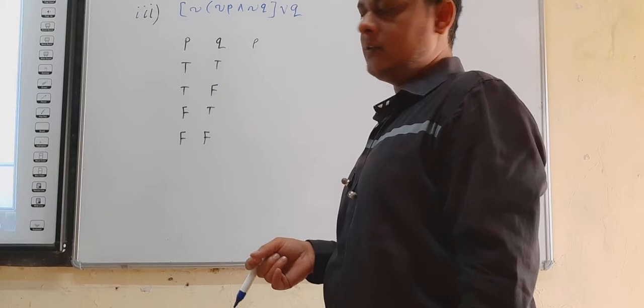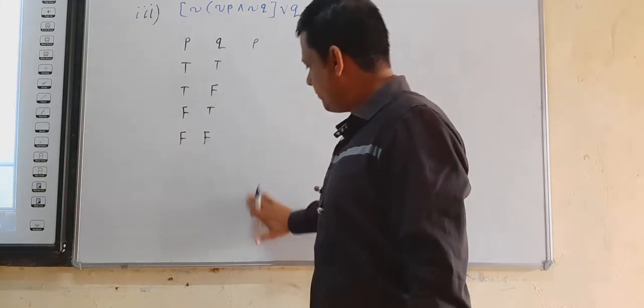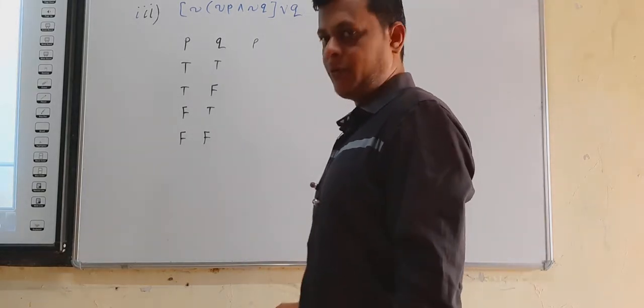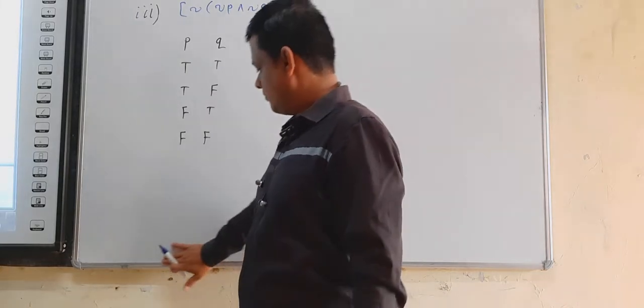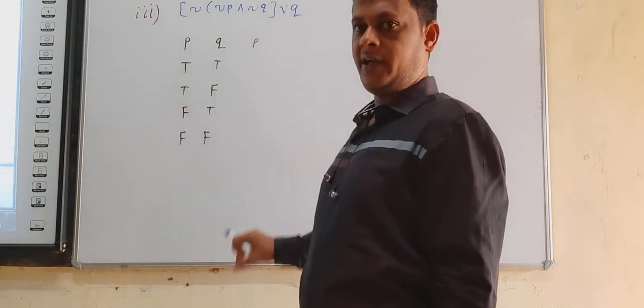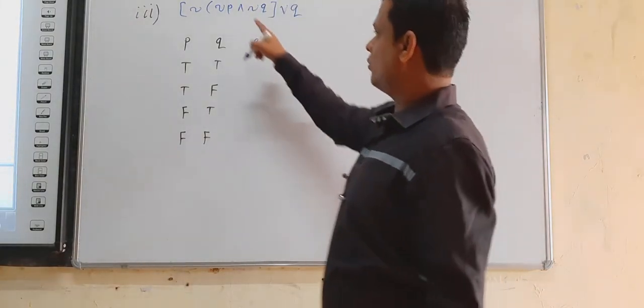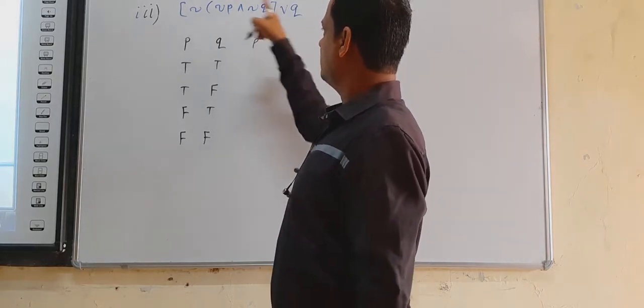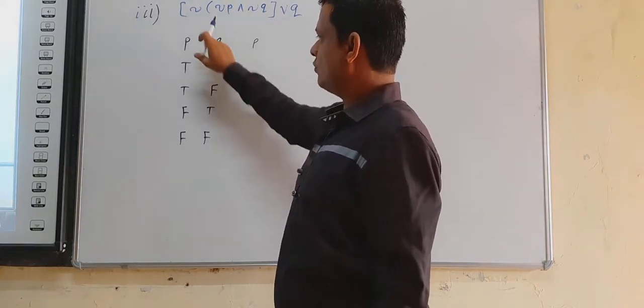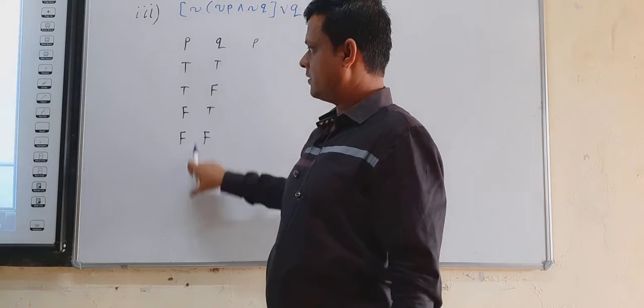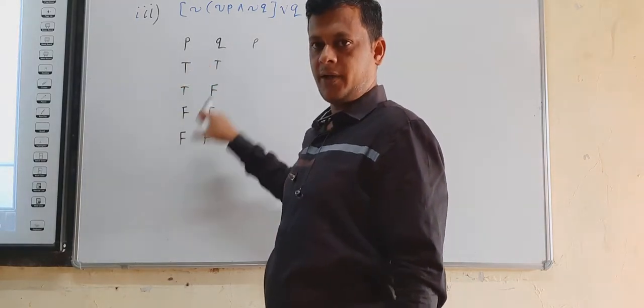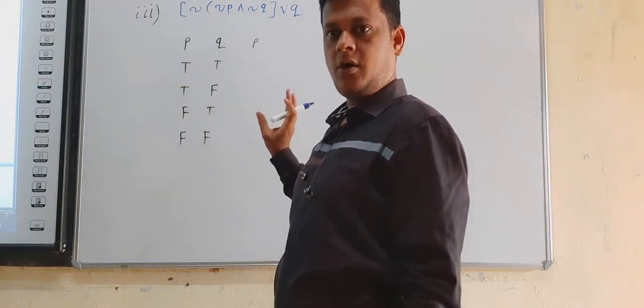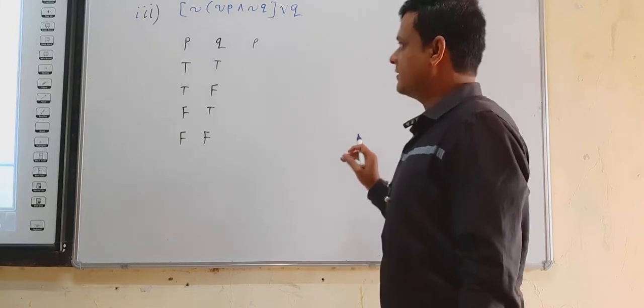We have to examine the statement pattern. For that we have to prepare the truth table, and from the entries in the last column we decide the statement pattern. Here the total number of statements is 2, P and Q. So we write the P, Q entries in the form TTFF, TFTF, which we already discussed in last examples.